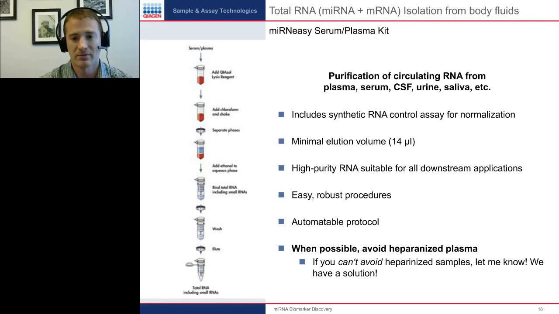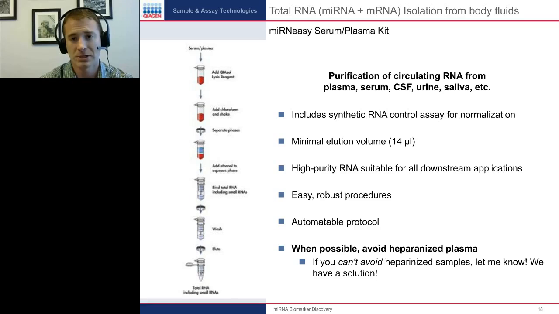So first off, for total RNA isolation from body fluids, you would use the miRNeasy Serum/Plasma Kit. This is for purification of circulating RNA from plasma, serum, cerebrospinal fluid, urine, saliva, etc. Virtually all biofluids can be used in conjunction with the miRNeasy Serum/Plasma Kit. Some of the highlights of the kit are that it includes a synthetic RNA control for normalization. It provides you with a minimal elution volume, and the RNA is highly pure for all downstream applications. As you can guess, it's easy and robust and can also be automated.